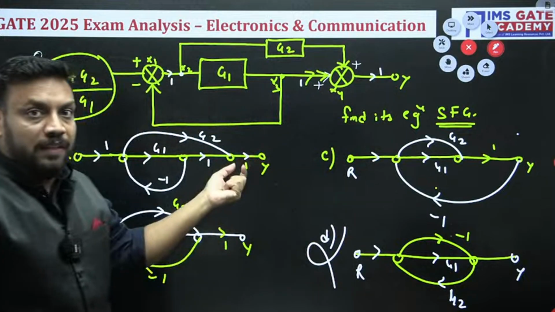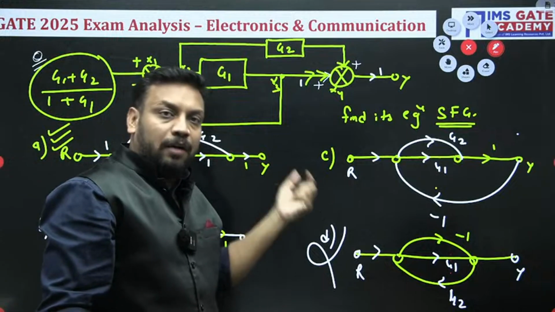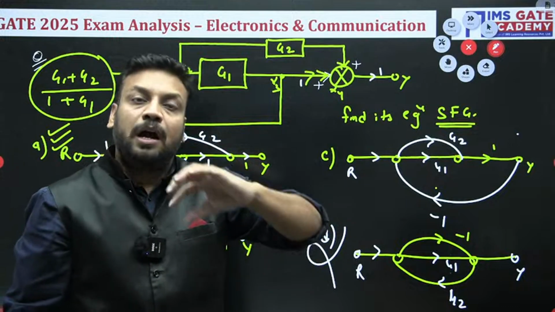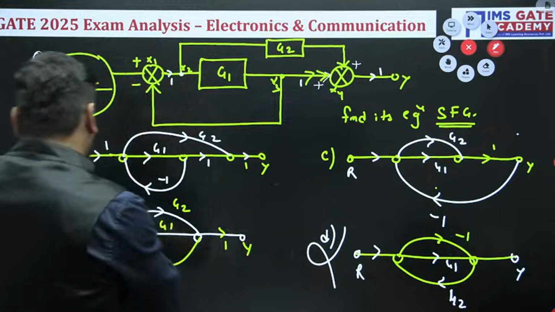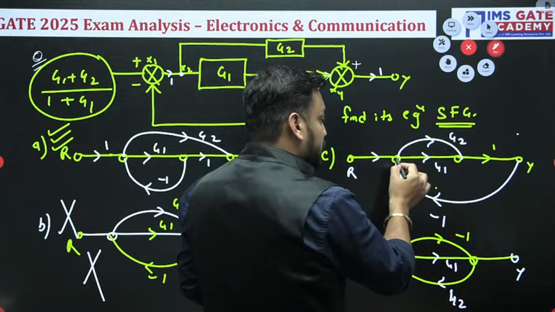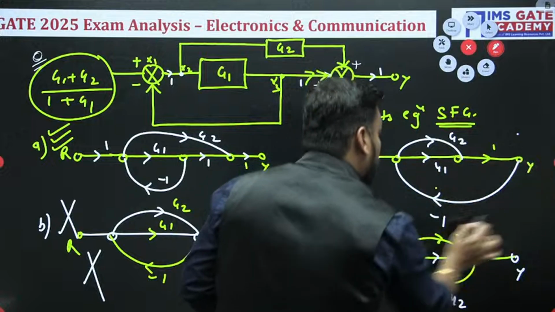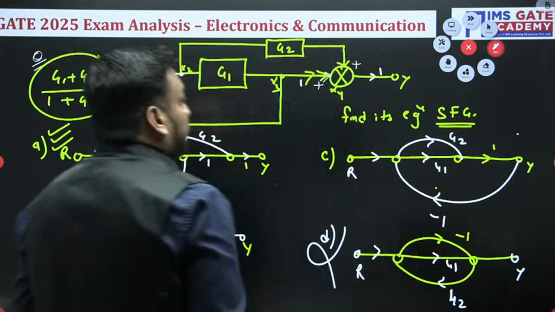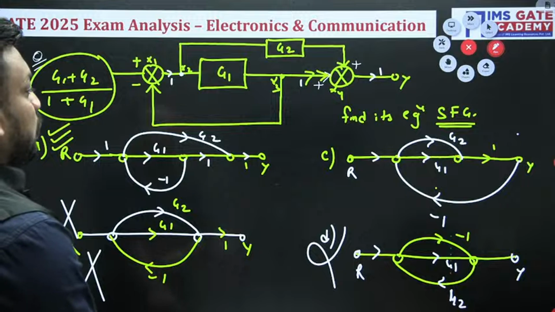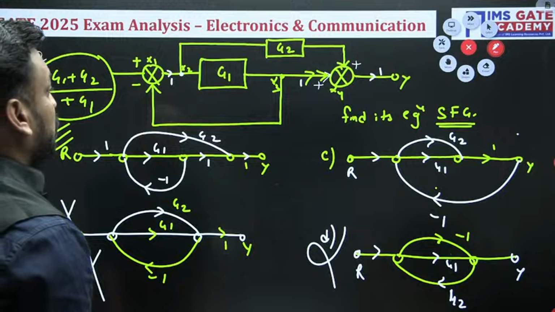But for the input node, there is an important condition. The input node must not have an incoming branch. All the branches must be outgoing from the input node. So that is why here also it is outgoing R. So here you can say that, sir, these two merge but these two do not merge. It means the forward paths will be G1 and G2 and only one loop gain. Tell me guys, yes or no? I hope this is crystal clear to you. You can just let me know, is this crystal clear to you or not?